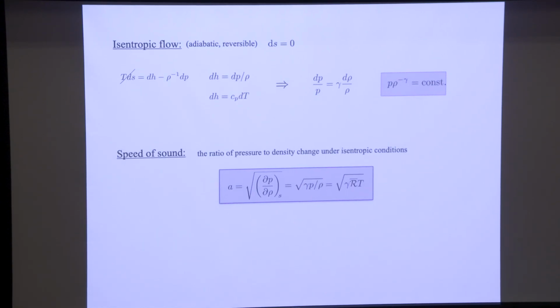And finally, the speed of sound is defined as the ratio of pressure to density changes under isentropic conditions. So it's dP d rho keeping S constant, that's the notation here. Since you can integrate that from the isentropic relation, you get that the speed of sound is the square root of gamma P over rho, or gamma R T. The bar here indicates it's a specific gas constant, not the universal gas constant. So, of course, the speed of sound depends on the material that you use.